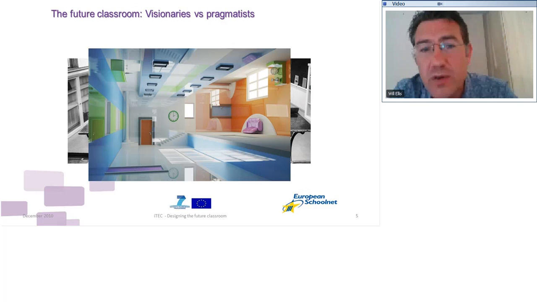And this picture, well, I'm not sure what this picture is showing, but some of the visions for a future classroom are things that none of us would recognise and things that none of us would be particularly comfortable with as teachers. So they're futuristic visions that aren't necessarily realistic.